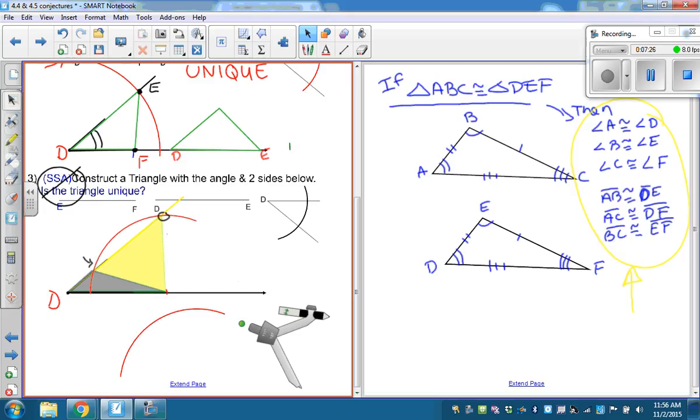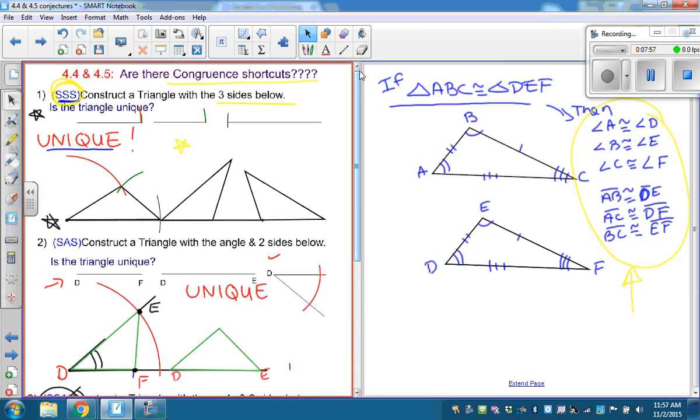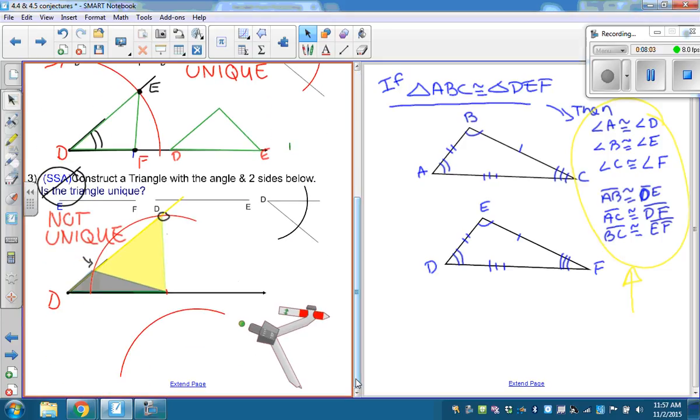So, because this is not a unique situation, those three things in combination in that specific order, when you have two sides and an angle that's not between the two sides, you can make more than one triangle. So this becomes something that's not unique. So this is not going to be a congruence shortcut. The original question at the top of your page is, are these congruent shortcuts? And we would say it's not a congruent shortcut because we followed the directions and we got two triangles that were not congruent. It's not unique, so it's not a congruent shortcut.